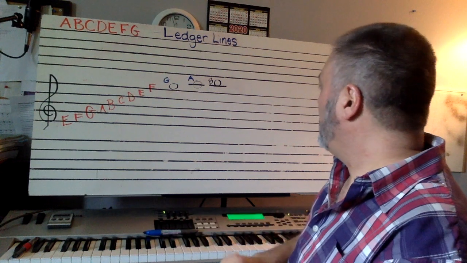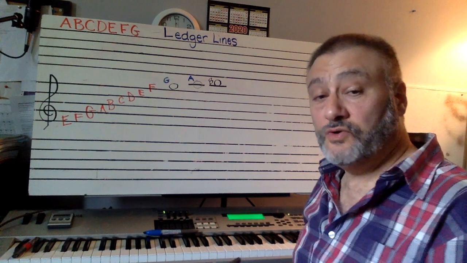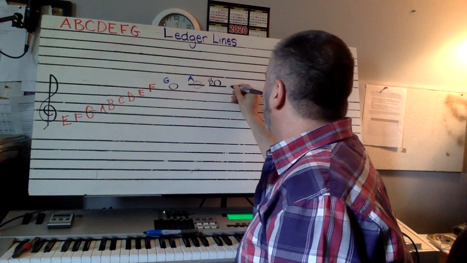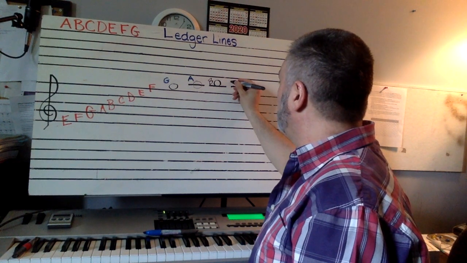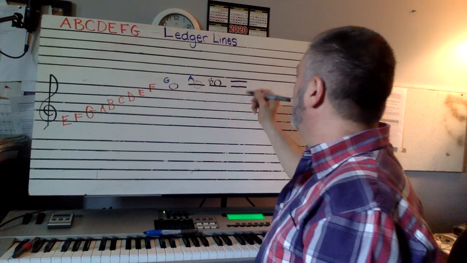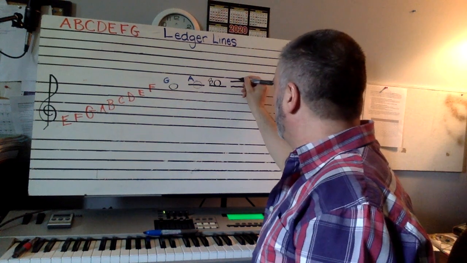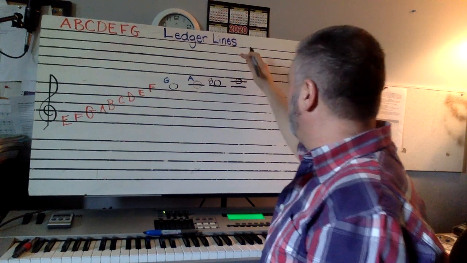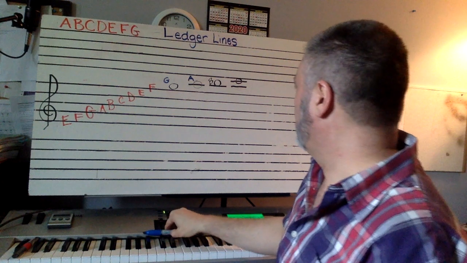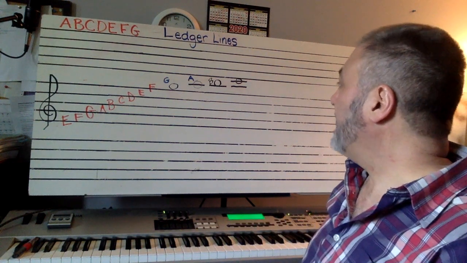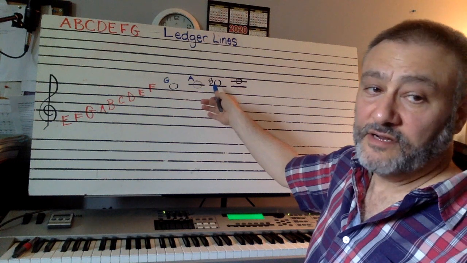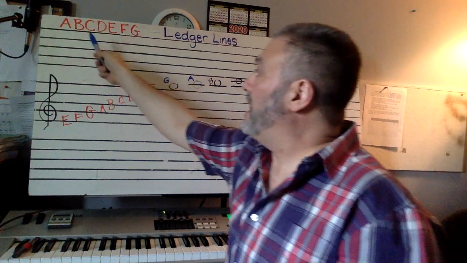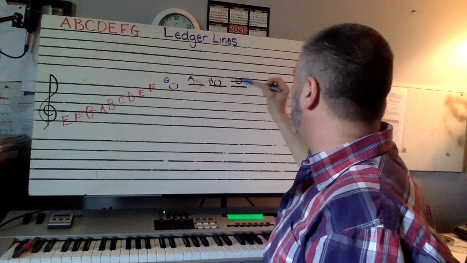Okay. Let's do one more ledger line. Let's do 2 ledger lines above the staff. Add my first ledger line. Add my second ledger line because this is the one we want. Put my note on it. Unfortunately, I don't have a lot of space between my staves here, so it's getting a little close. To name that note, we just go to the next letter in our musical alphabet. We were at B, so our second ledger line is C.